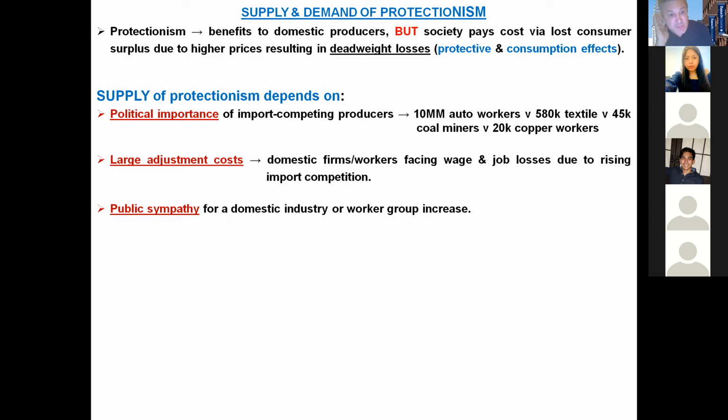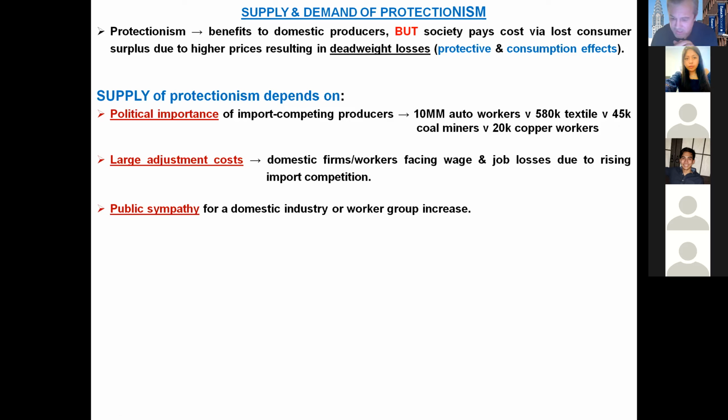The supply of protectionism depends upon three things: the political importance of import-competing producers. And I point out here, there's a difference between 10,000 auto workers, 580,000 textile workers, 45,000 coal miners, or 20,000 copper workers that are working today. They have a different degree of influence, and that's understandable, of course. The supply of protectionism also depends upon whether there are large adjustment costs, whether there are tremendous legacy costs or long-term contracts that are very difficult to undo.